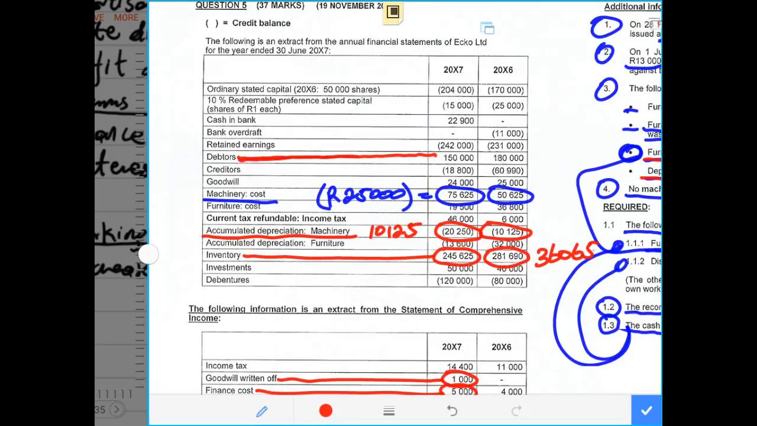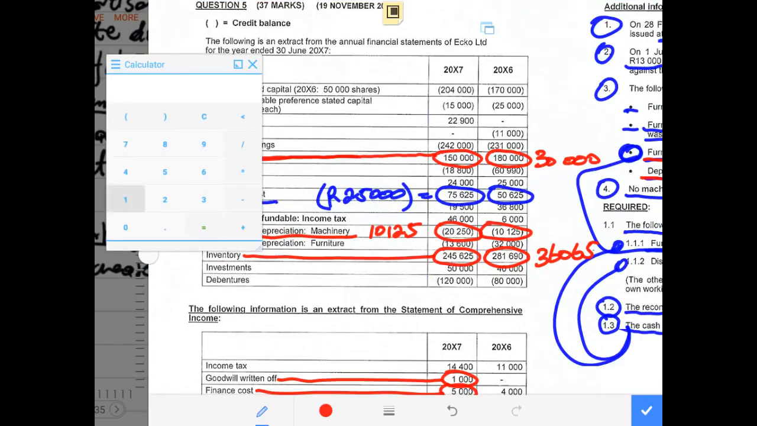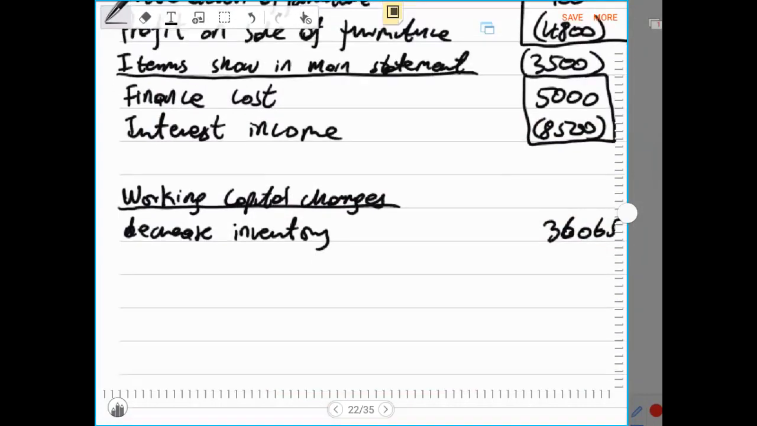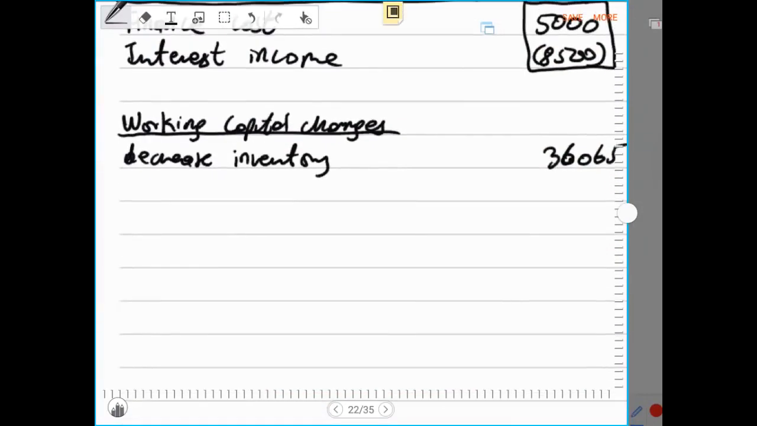In the year 2006, debtors were 180,000. In the year 2007, they decreased to 150,000, and they decreased by how much? Obviously 30,000 rands. 180 minus 150 will be 30,000 rands. That means our account receivables decreased by 30,000 rands. And the reason why account receivables decrease is probably because they paid our money back. So now whenever they pay our money back, therefore now that will be cash coming into the business.